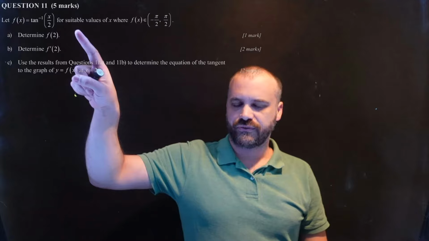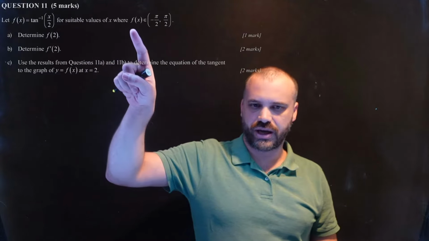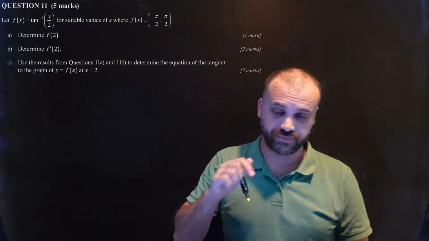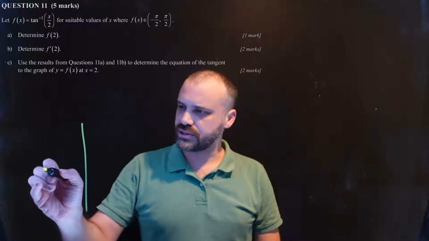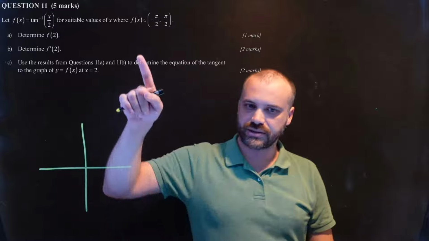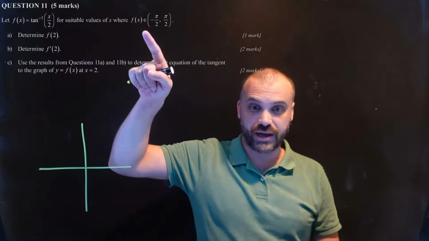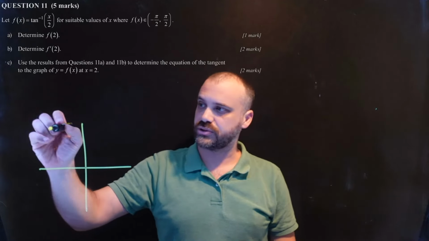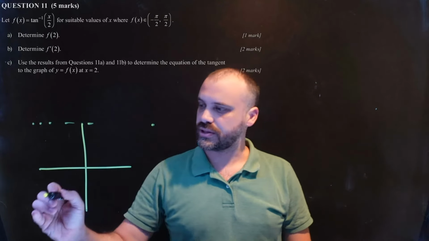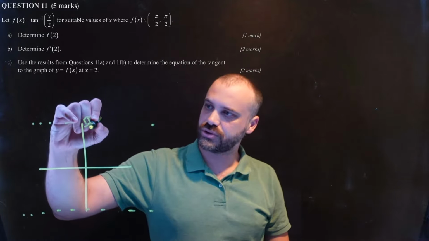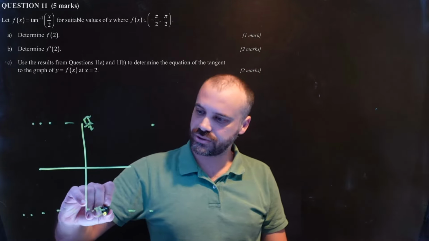It says, for suitable values of x where f of x is in the set of negative pi on 2 to pi on 2. So that tells us that it looks something, well, actually it doesn't really tell us what it looks like, but it does tell us that the range of f of x is between negative pi on 2 and pi on 2. So that means that our function exists between pi on 2 and negative pi on 2.